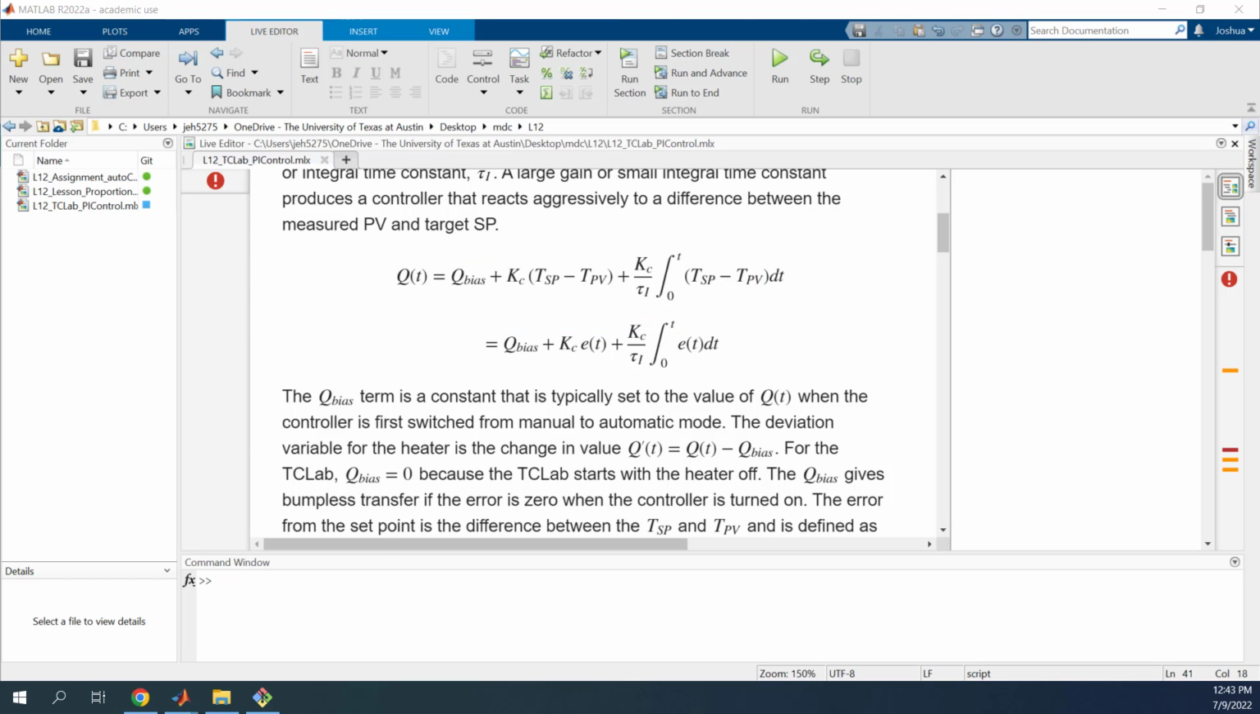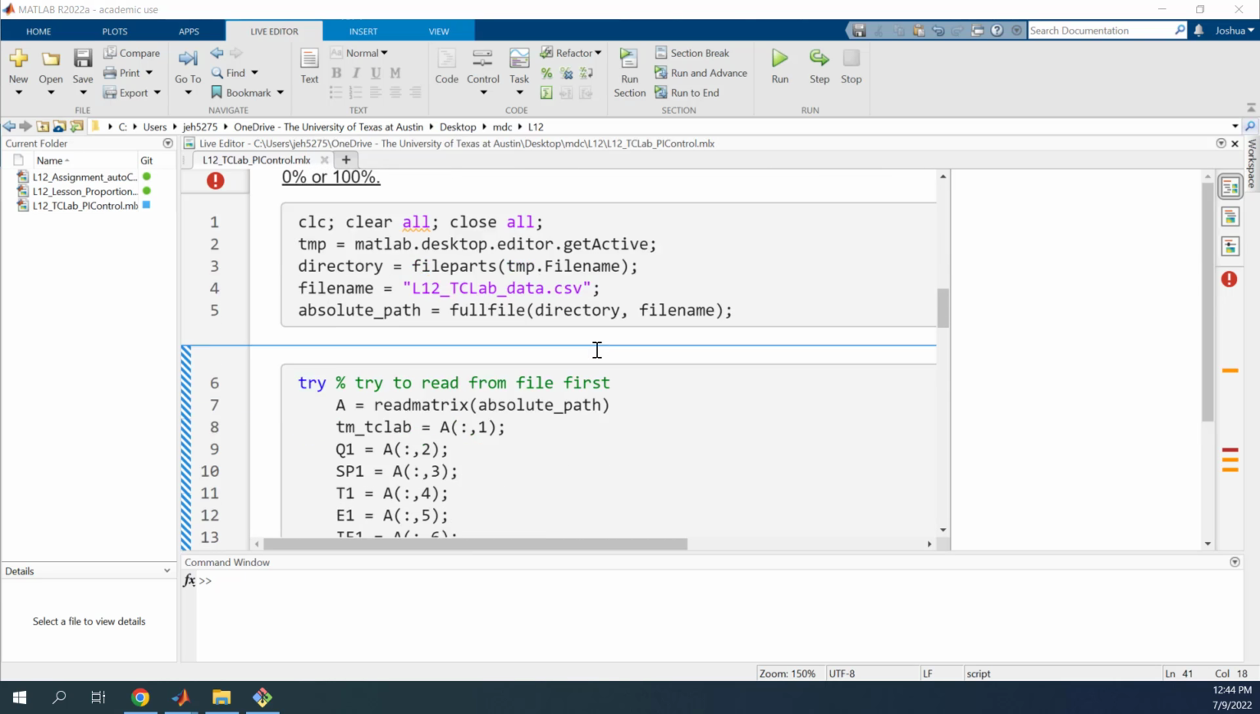Our Q bias, which is 0. So this is 0. We've got KC times error, and then we've got this right here. So let's go ahead, and that's KC divided by this, and then this is the integral. The nice thing about storing it in an array is it takes care of all this. So we just have KC divided by tau I times the integral of error. So let's go ahead and let's implement that now.